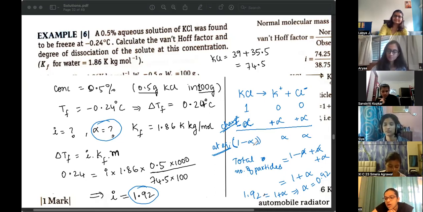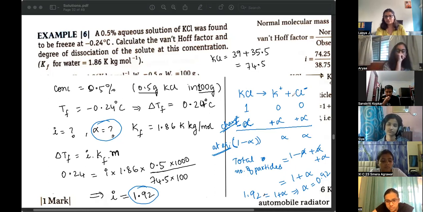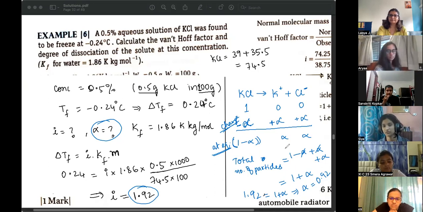So what is N here? Calculated one, there's I and there is N. So N is the ideal case, the observed value. If it is complete dissociation, I should get twice the number of particles, but that did not happen. So N is 2.